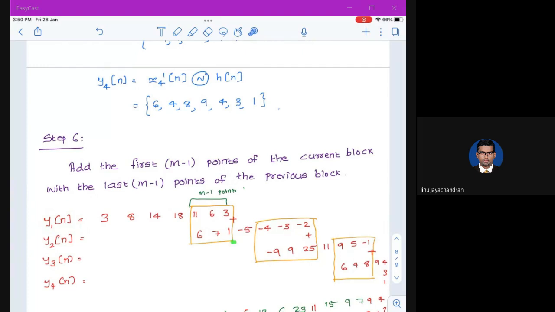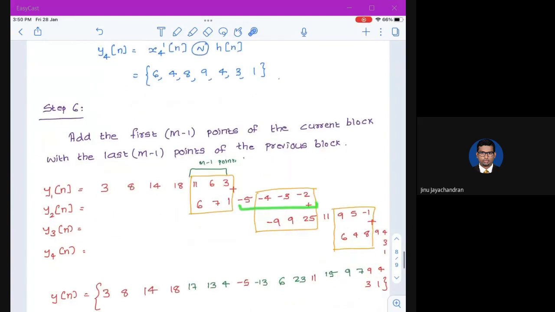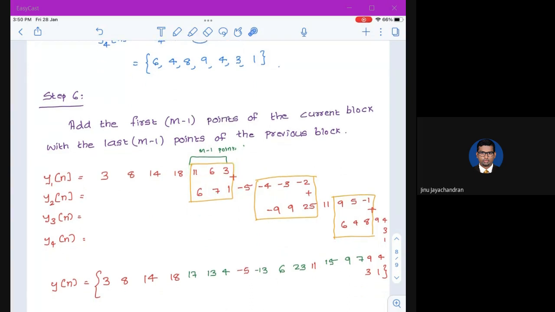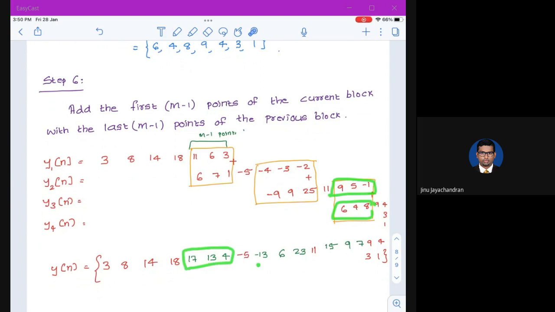You add the first M minus 1 elements of the current block with the last M minus 1 elements of the previous block, and you write the rest as it is. So here you see y1 of n, y2 of n: the first 3 elements of y2 of n and the last 3 elements of y1 of n are added. Similarly for y3 of n, the last 3 elements of y2 of n and the first 3 elements of y3 of n are added. For y4 of n, the first 3 elements of y4 of n and the last 3 elements of y3 of n are added. So you get the output by writing all those elements which are not getting added as they are, and the rest by adding.